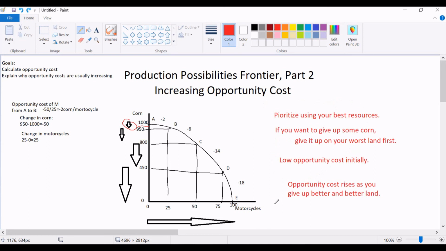Because you started by giving up Nevada, which is nearly costless in terms of corn, but as you want to increase motorcycle production, you have to give up better and better land, which leads to these higher and higher opportunity costs. So that's it in a nutshell. I hope that makes sense. If not, you'll have to look somewhere else, try another video, talk to your professor, whatever.